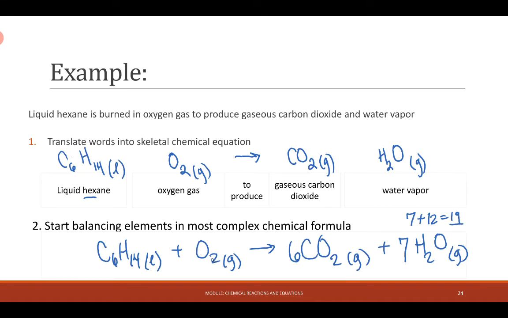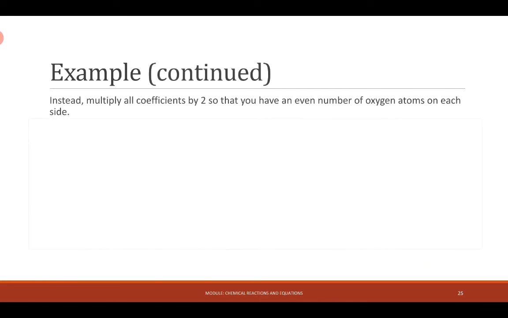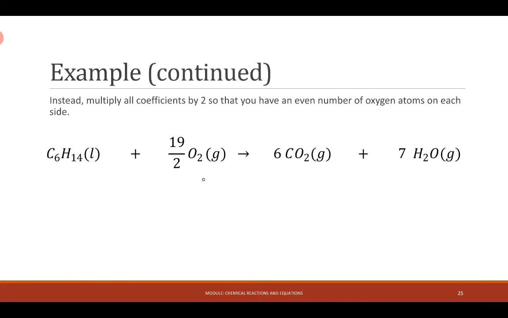And then I've got to come over here, and if I put 19, that's going to be 19 times 2. So like 19 halves. Does 19 halves work? I can't have half of a molecule though. And so instead of having 19 halves here, that's really weird.